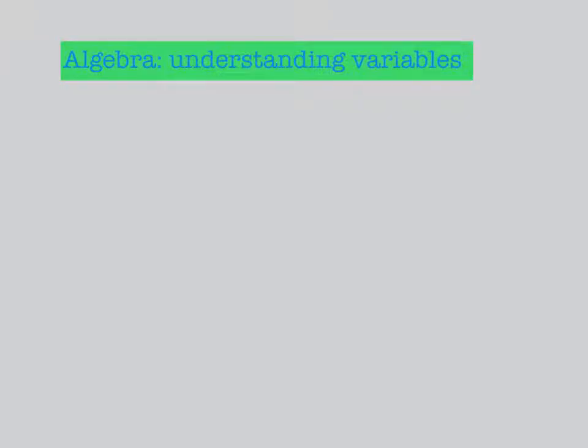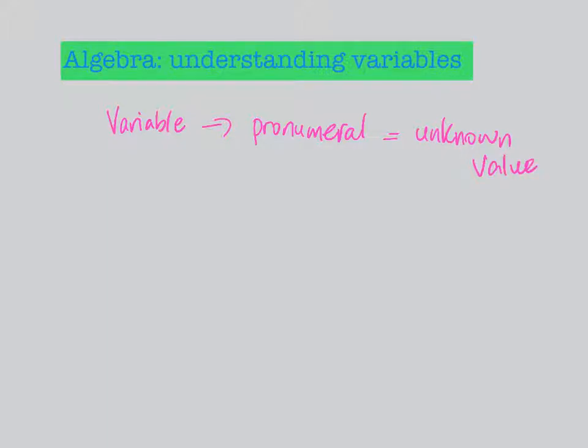Welcome. So today we're looking at algebra. Specifically, we want to understand a little bit more in depth about what a variable is. A variable is sometimes called a pronumeral. Basically all that means is it's an unknown value. So it's something that we don't know yet. Now normally this is represented by letters.